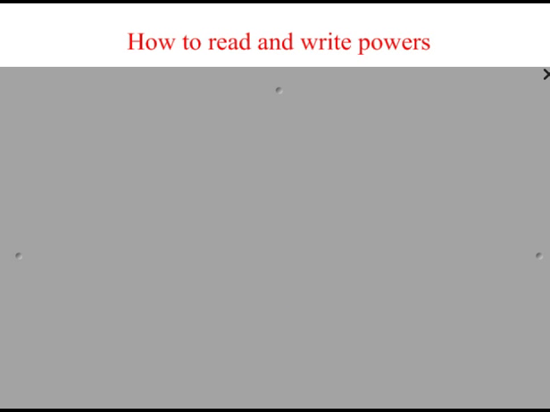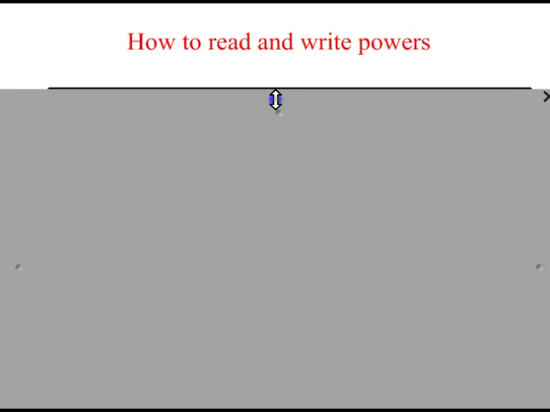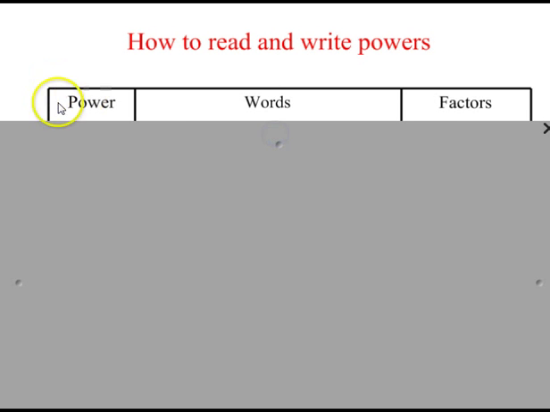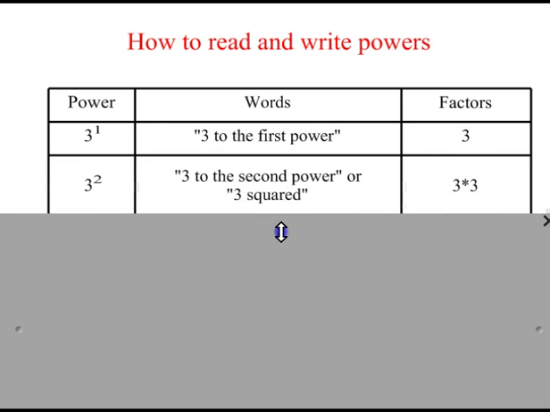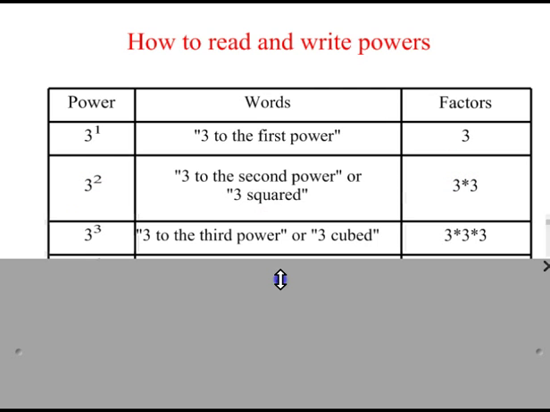It's also important to know how to read and write powers. So I made a little table for you. Okay, the first part is going to tell you the power, then the words, how you actually say it, and the number of factors that are involved. Let's take a look at the first. 3 to the 1. This is called 3 to the 1st power, and there's only 1 3 there. Next, 3 to the 2nd power, or 3 squared. That's 3 times 3. 3 to the 3rd power, or 3 cubed. 3 times 3 times 3.